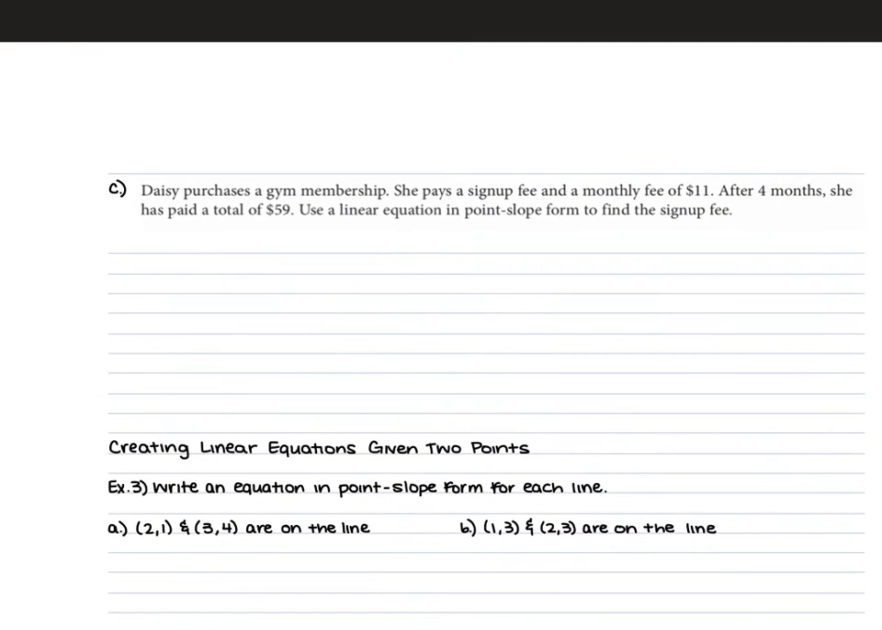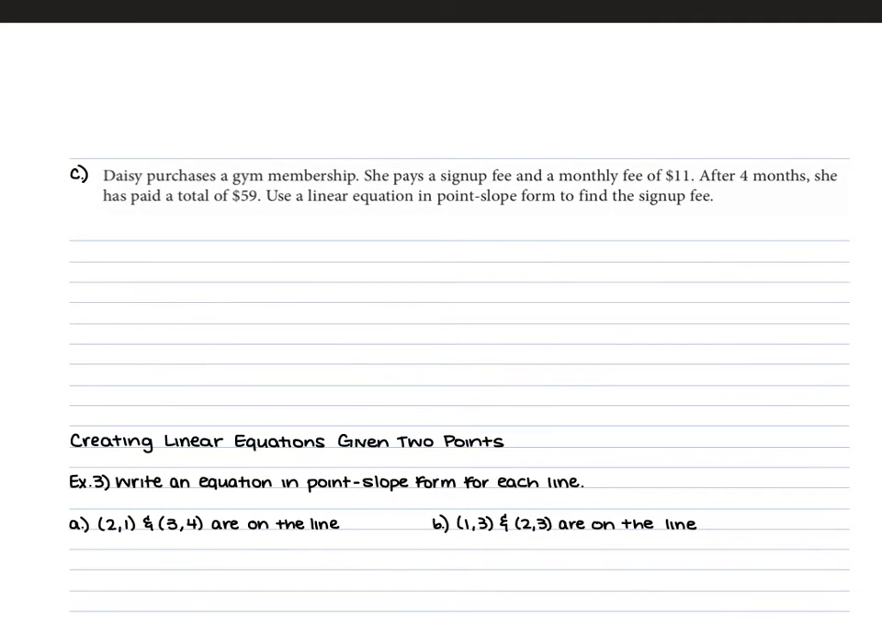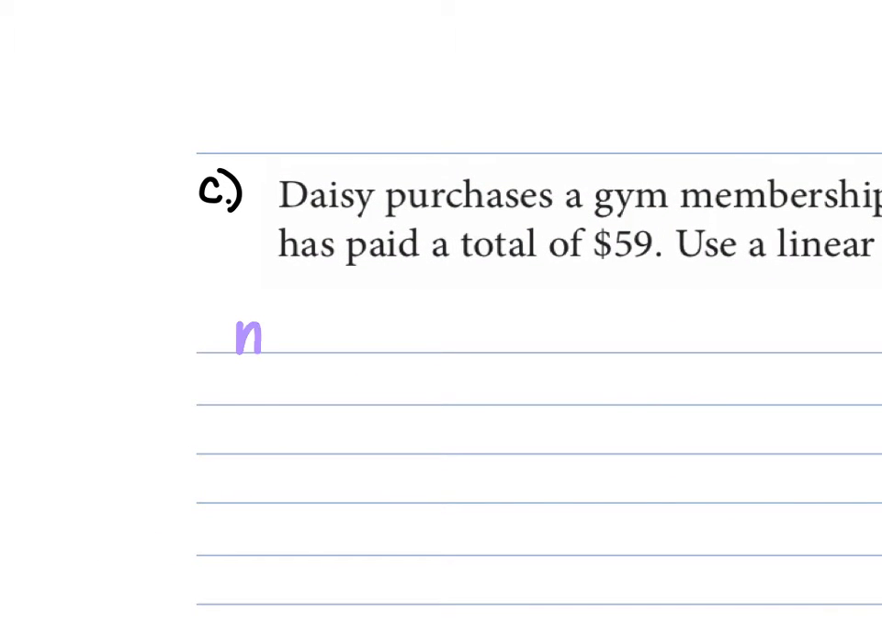For our next example, it says Daisy purchases a gym membership. She pays a sign-up fee and a monthly fee of $11. After 4 months, she has paid a total of $59. We have to find the sign-up fee. So our slope here is 11 because that's the monthly fee. It says after 4 months she paid $59, so the ordered pair that we're going to use is (4, 59).